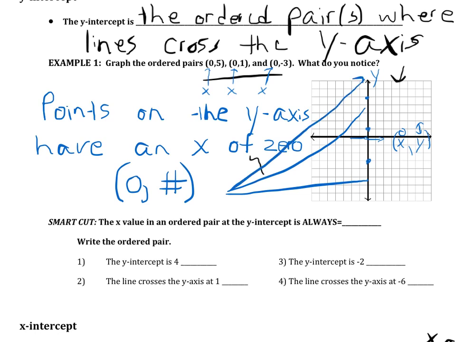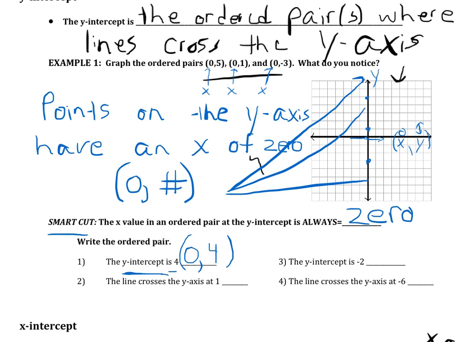All right. So the shortcut here is that the x value in an ordered pair of the y-intercept is always, and this is the key point that we just wrote. But we learn things much better if we write it on our own versus just filling in the blank. So then it says write the ordered pair. If it says the y-intercept is 4, well, y-intercept tells me it's on the y-axis. What do I know about any point on the y-axis? I know that the x is always going to be 0. Again, this is so important that you understand it. If it's on the y-axis, it's going to have an x of 0. And then in this case, it tells me the y is going to be 4.